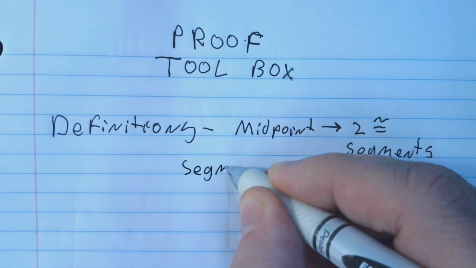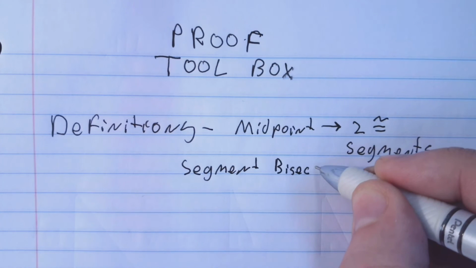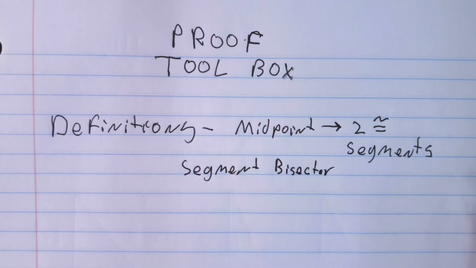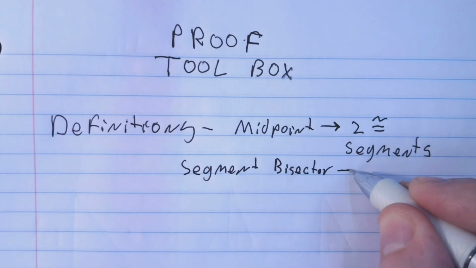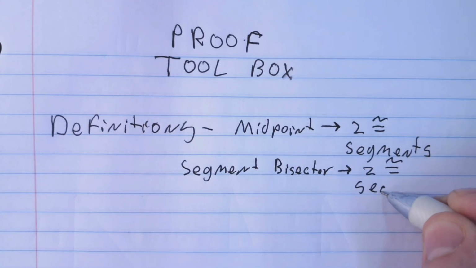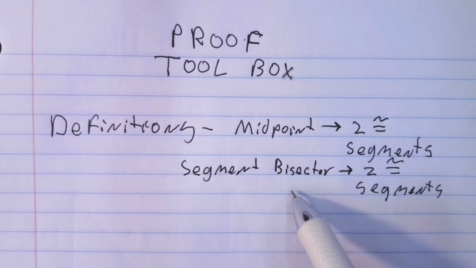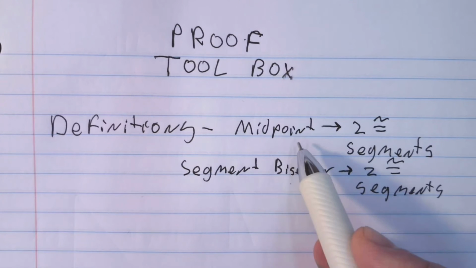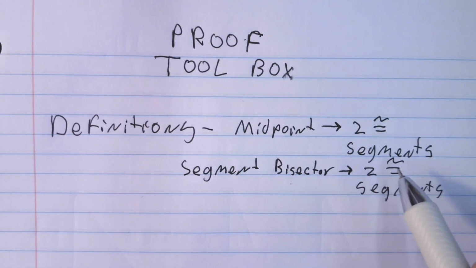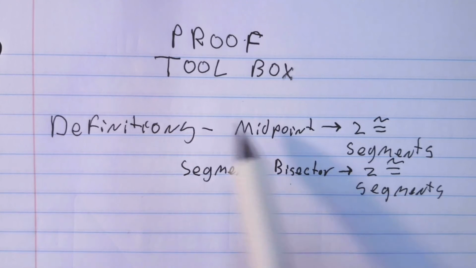Segment bisector. You actually haven't seen this one yet, but you will. It's going to give us two congruent segments. And if you remember, the definition of bisector is it's like a ray or a line or a point that cuts a line in half or goes through its midpoint. So basically, segment bisector and midpoint do the same thing. But when we give our reason, we're going to do definition of midpoint if they give us a midpoint, or definition of segment bisector if they use the word bisector.